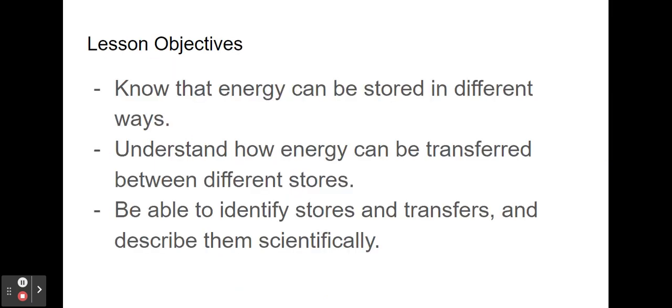So to round up, we have looked at how energy can be stored in our different stores. So for example, chemical, nuclear, kinetic, gravitational potential, elastic potential. We now hopefully understand how energy can be transferred between those different stores via forces, heating, light, sound, and electricity, and also able to identify stores and transfers when we're given an example, be able to put them into a flowchart format, and also use correct language to describe them scientifically.